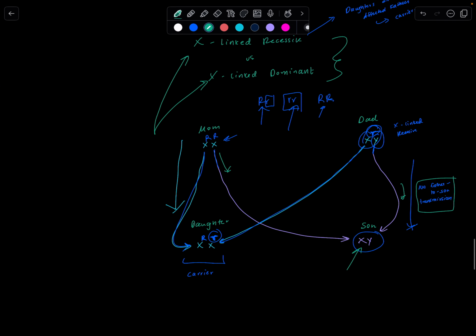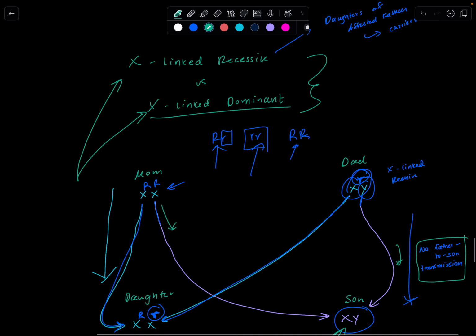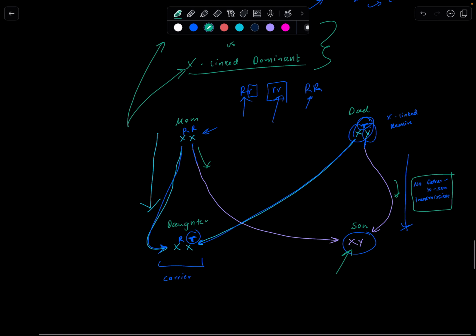And you can use that same rule for X-linked dominant, because the son will never get an X chromosome from their dad. They'll only get the X chromosome from their mom and the Y chromosome from their dad. So that's X-linked recessive. Now let's go over X-linked dominant.